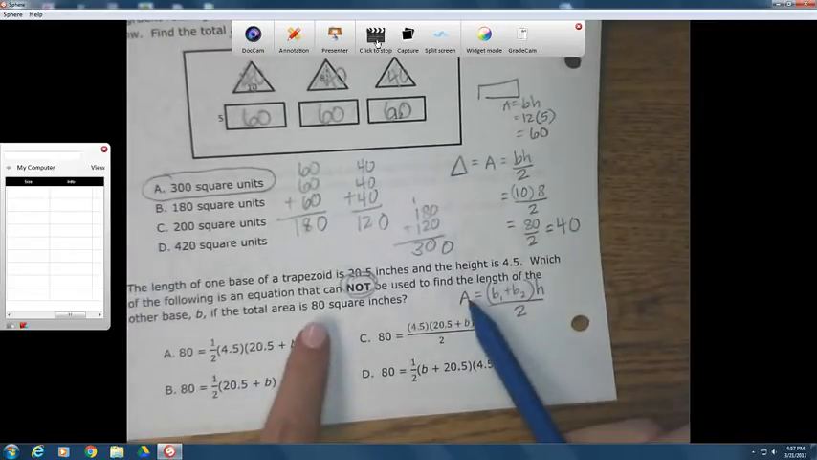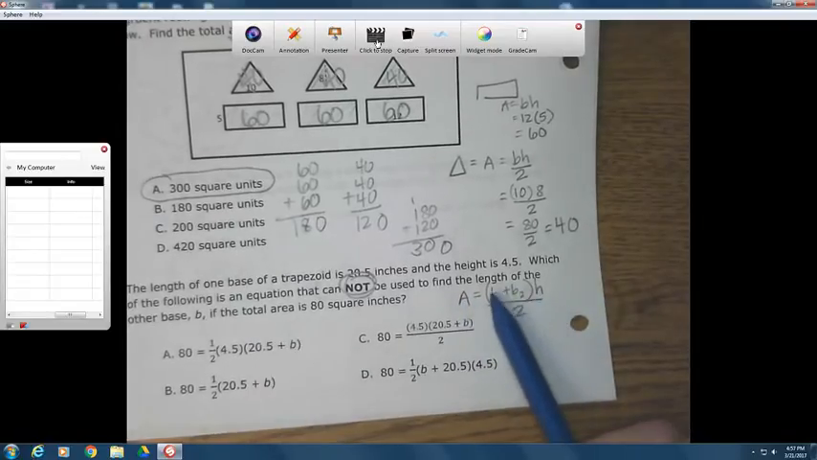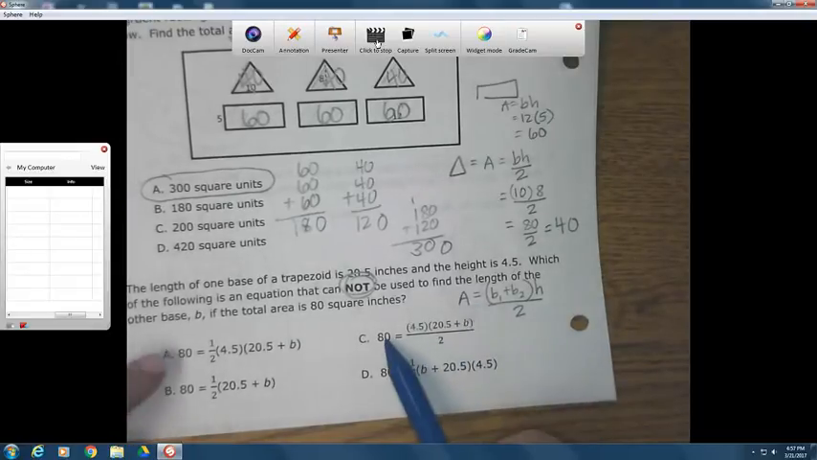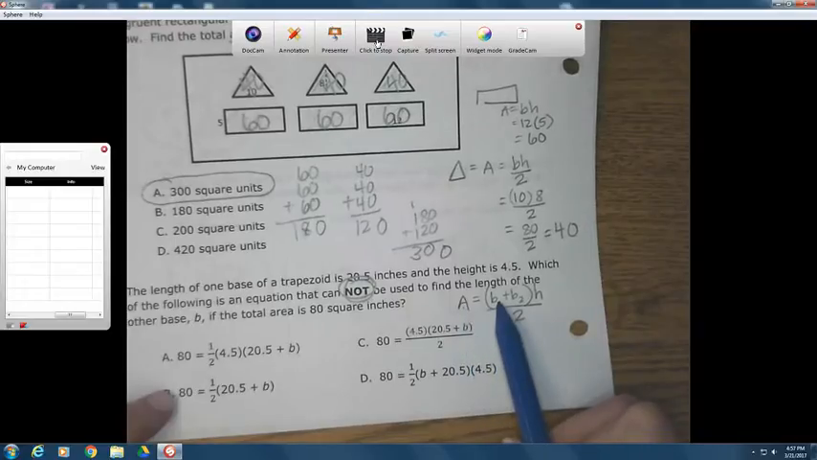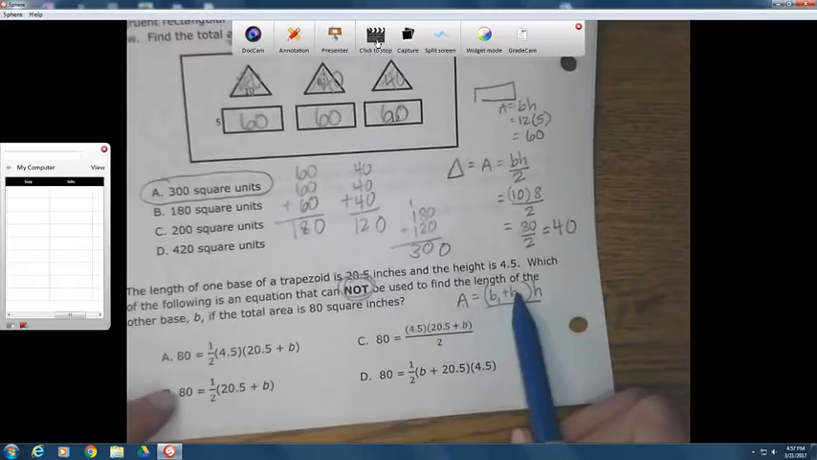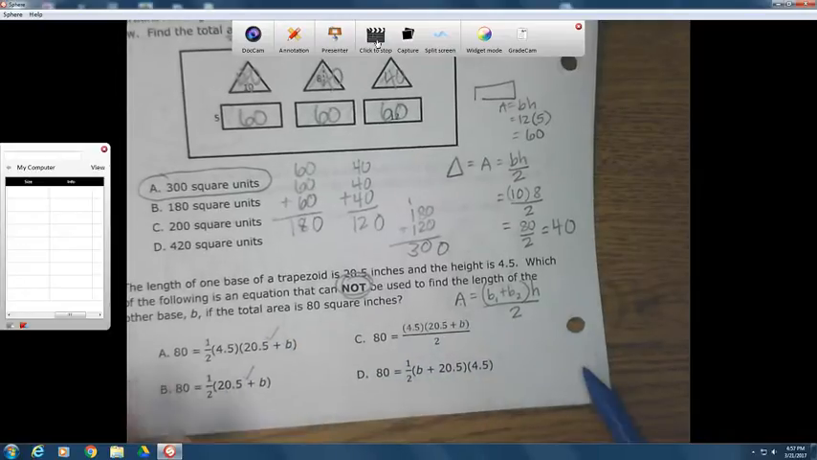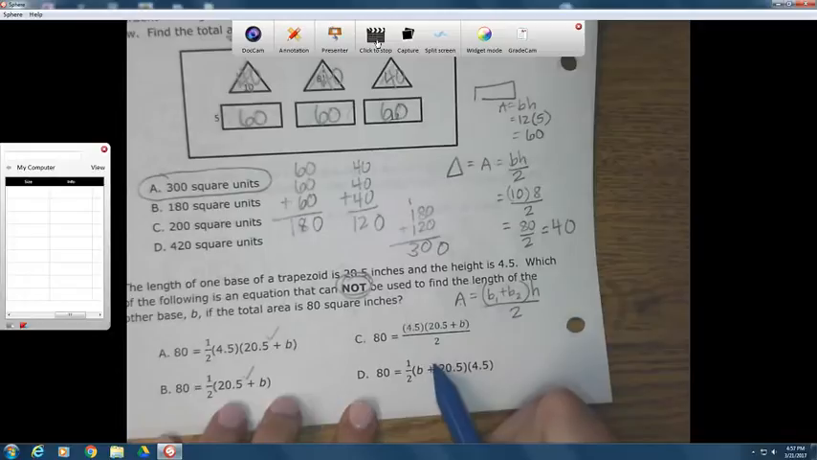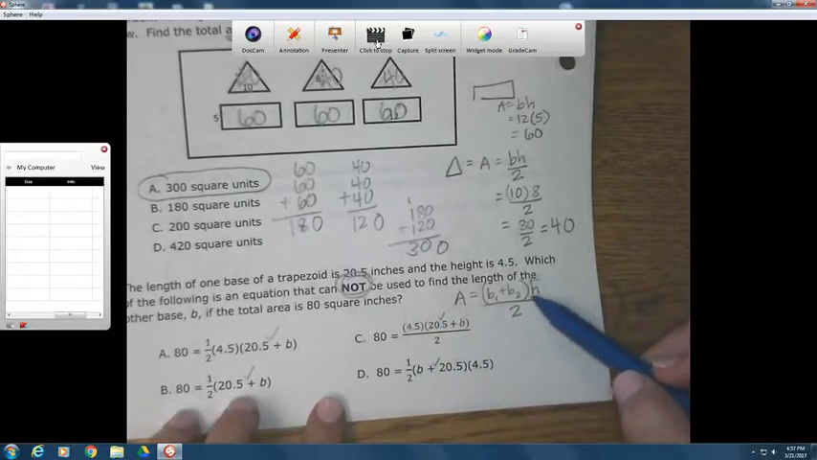They gave us 3 of these letters, so either the A, the B, or the H. And we are trying to just find a formula. It doesn't say solve. So they all have an 80 where the area goes. So I'm looking for base 1 plus base 2, so 20.5 plus B, B plus 20.5, that's good. They all have that. Do they all have an H? Let's look for the height.